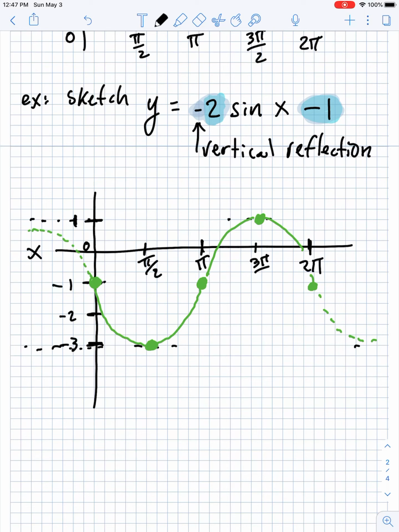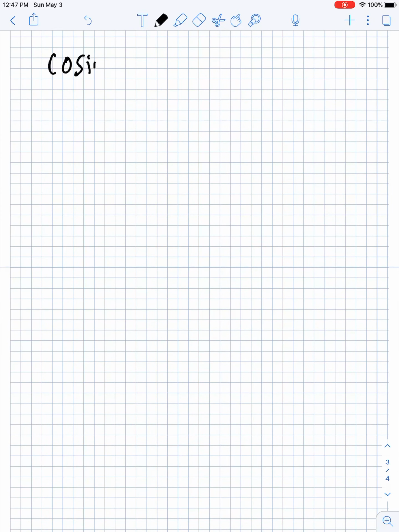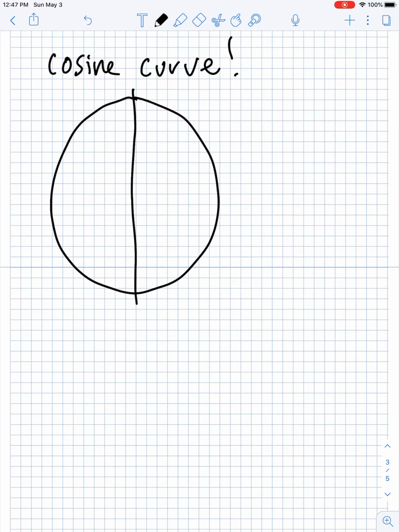Oh, one last thing. All of this stuff applies to the cosine curve as well. Now, the cosine curve, if you ever forget the cosine curve, go back to the unit circle. So on the unit circle, if you think about all those triangles, going from 0, pi over 2, pi, 3 pi over 2, and 2 pi. The cosine of 0 is 0 because, or no, sorry, it's +1.